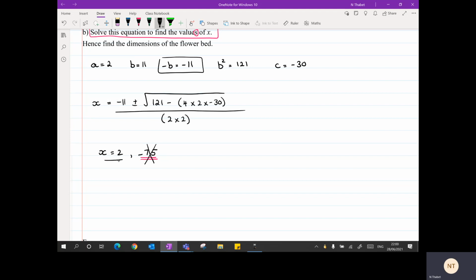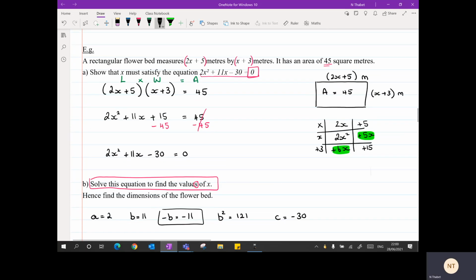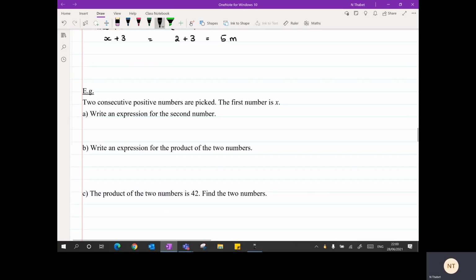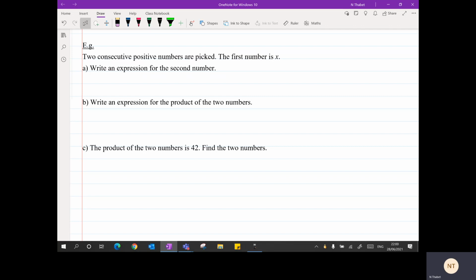So the value for x that we're going to work with is x equals 2. So the first dimension is 2x plus 5. Well, that's 2 times x, which is 2, plus 5, so that's 9 meters. And the other dimension was x plus 3. So that's 2 plus 3, which is 5 meters. So that flower bed measures 9 meters by 5 meters. So that was a shape question.